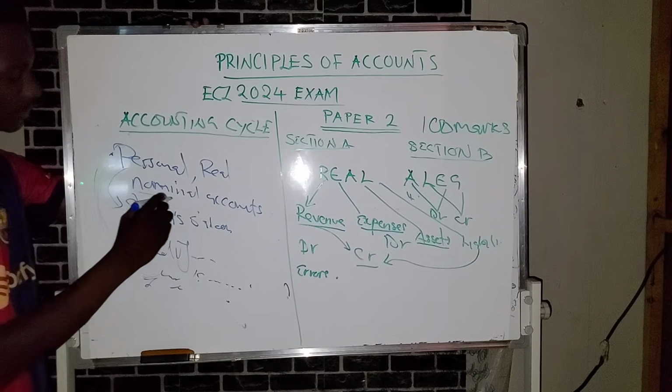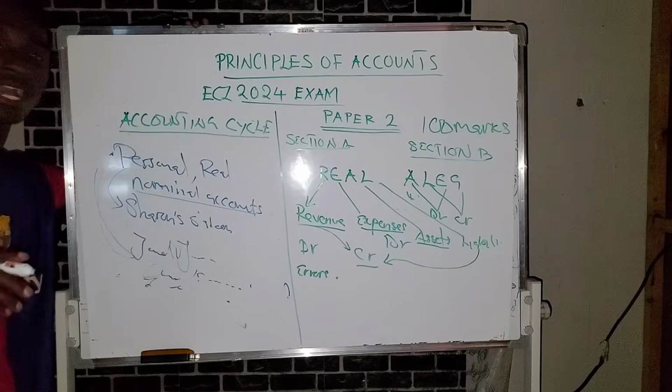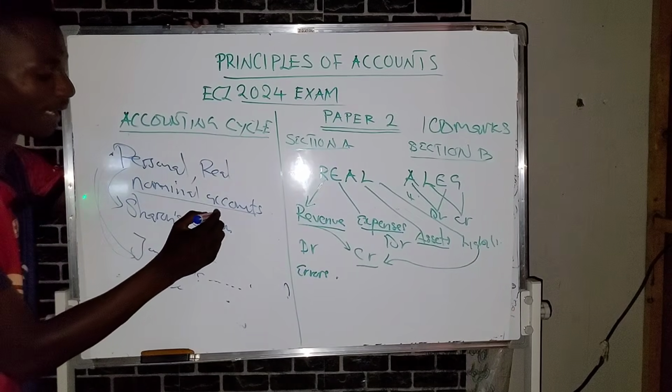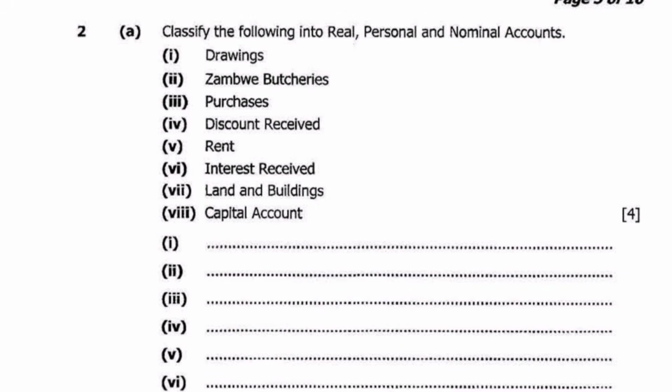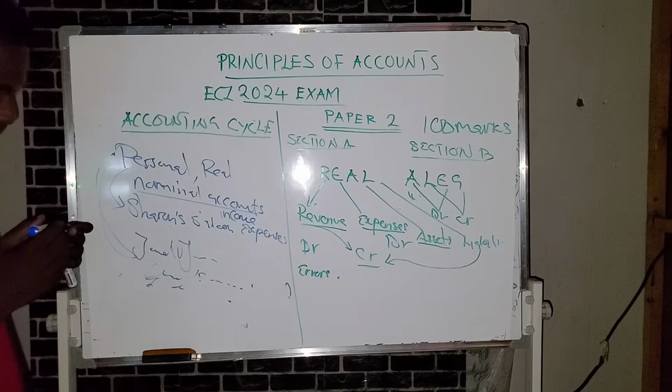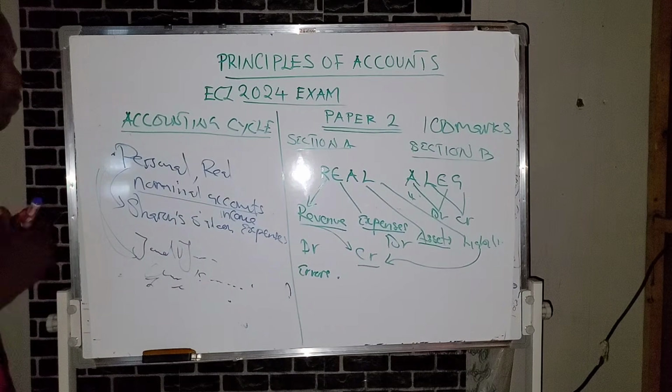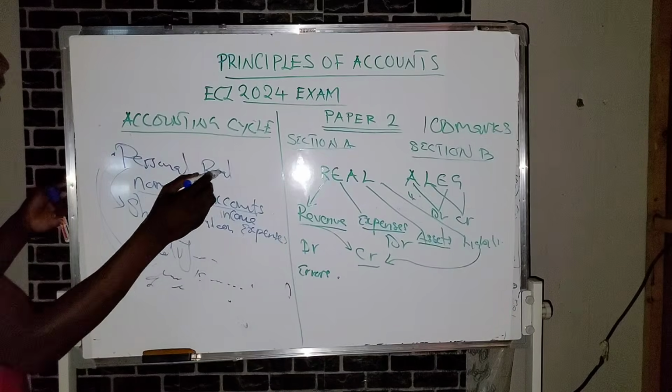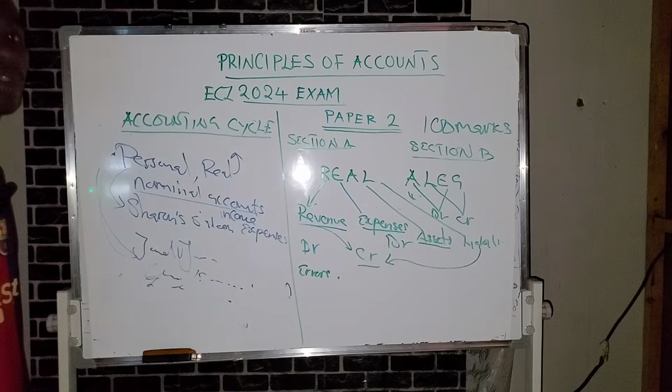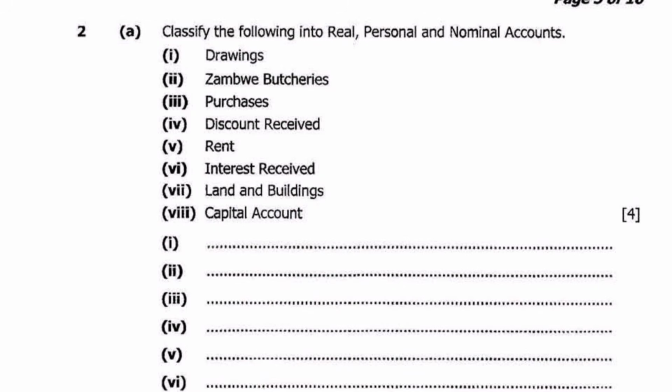Then nominal accounts. Nominal accounts are accounts of income and expenses. Just know income and expenses. That's all. Those are nominal accounts. Then what are real accounts? Real accounts are accounts of assets. Okay?